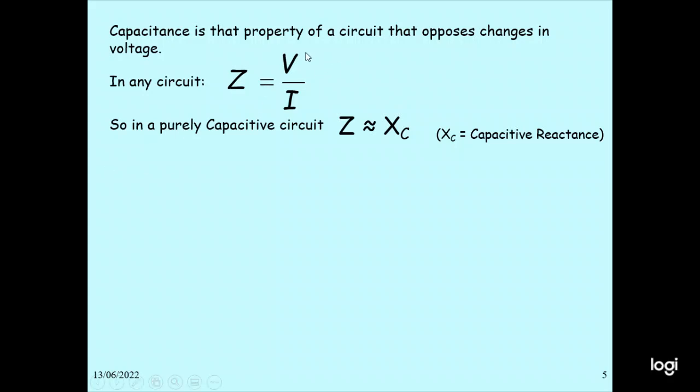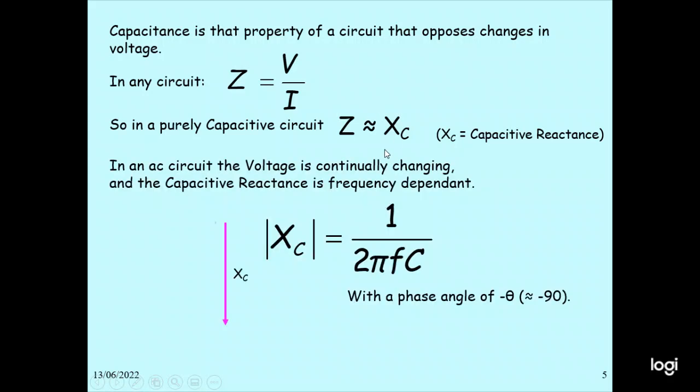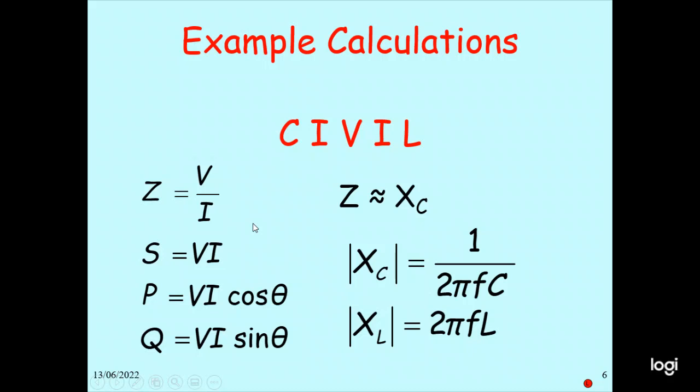In any circuit, Z equals V by I. Z is equivalent to Xc. So Xc equals 1 by 2 pi fC. In this case, f is the frequency, C is the capacitance value. So this is Xc value, this is Z value, this is R value. And example calculations are CIVIL. So in this equation, Z equals V by I, S equals VI, P equals VI cos theta, Q equals VI sin theta. Z is approximately Xc. So Xc equals 1 by 2 pi fC, where omega equals 2 pi f.